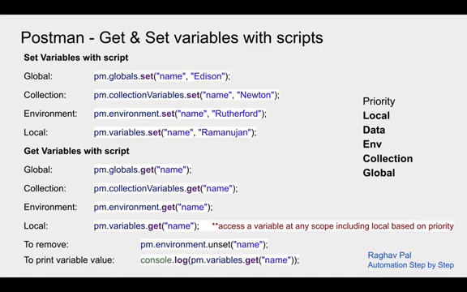You can take a screenshot of this screen and keep it handy with you. You can put it on your desktop, or take it on your mobile and go through it a couple of times, so you will always remember how to get and set variables using scripts in Postman.